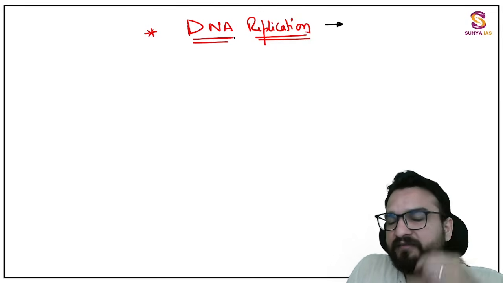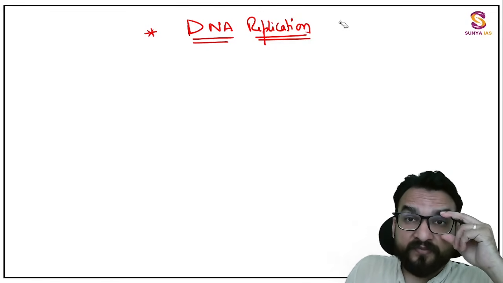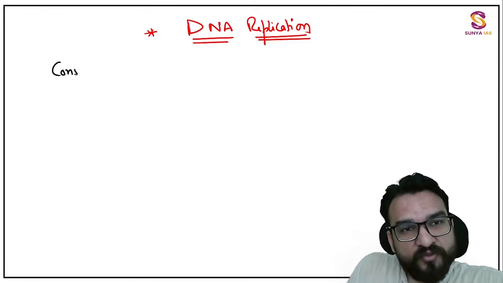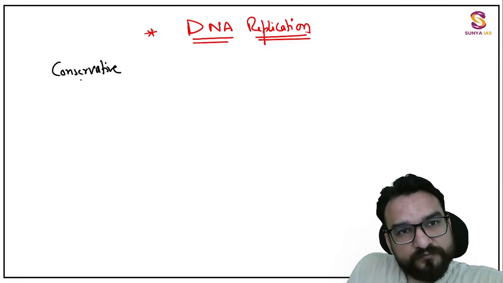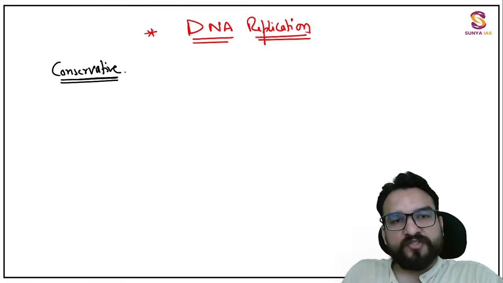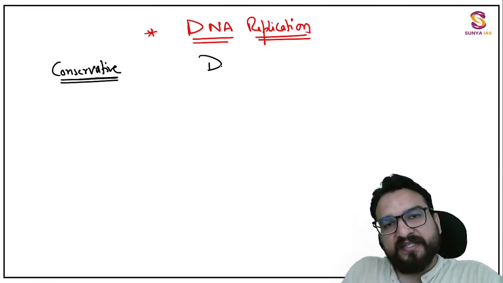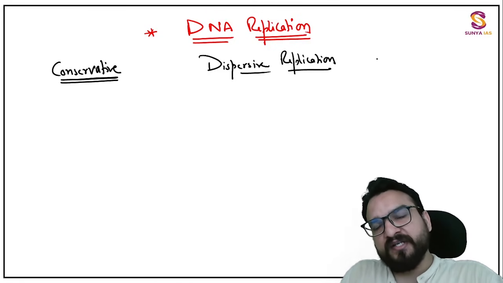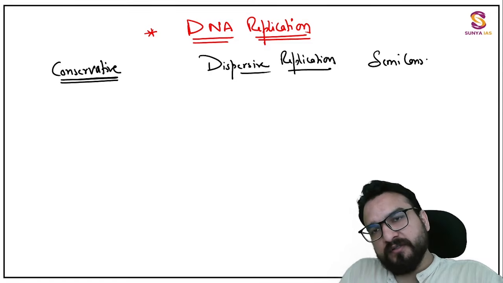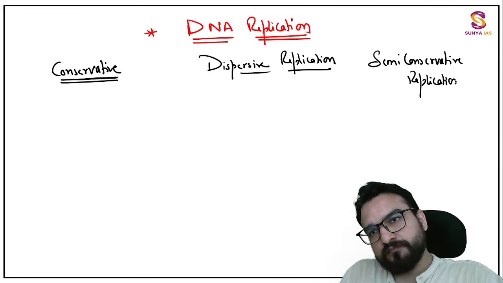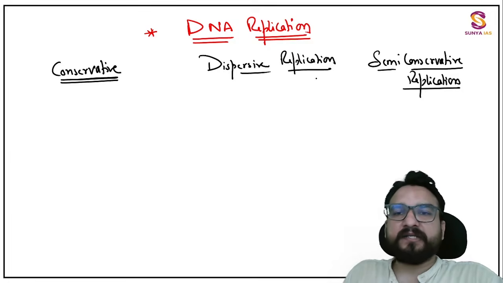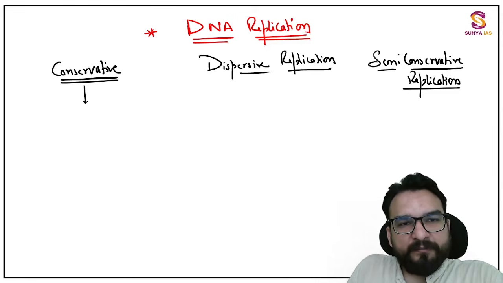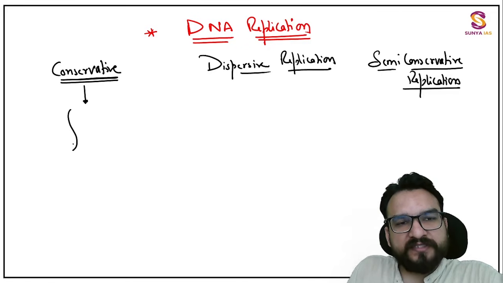When these scientists were understanding DNA replication, three theories were prominent over here. One theory was the conservative theory, also known as conservative replication. Then there is the second, dispersive replication. This is exactly how you have to remember it, dispersive replication. And third is semi-conservative replication.